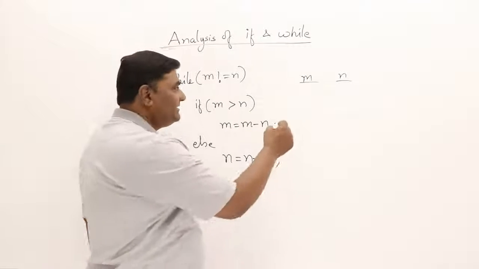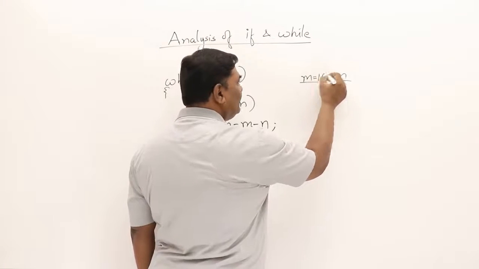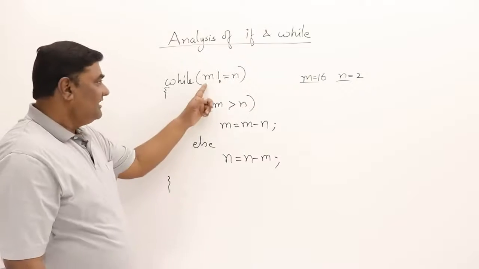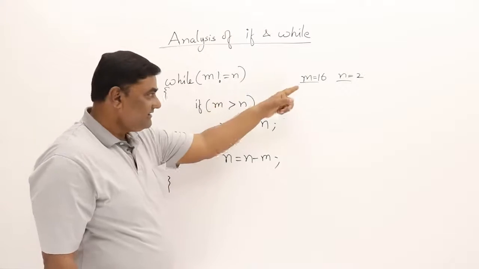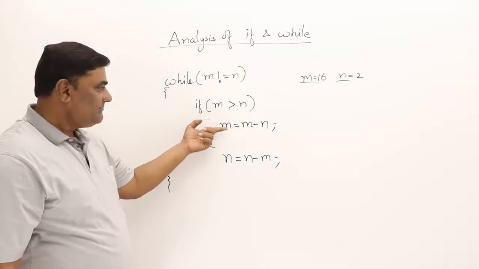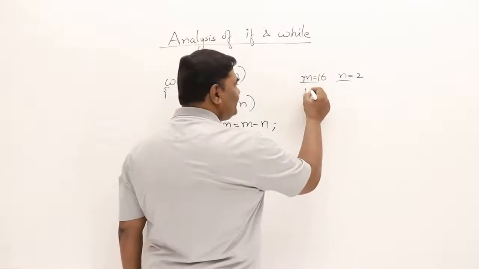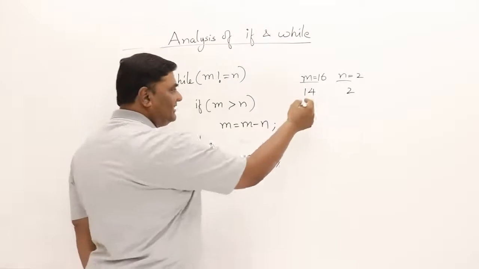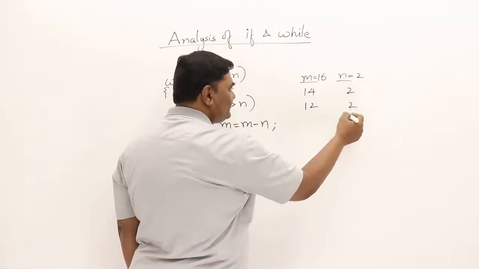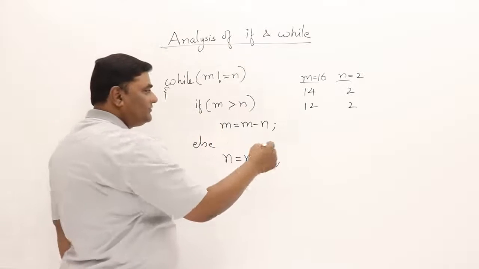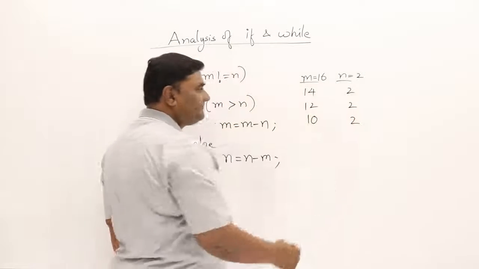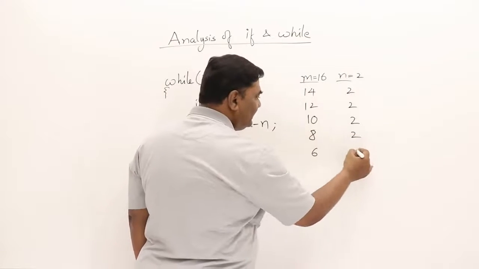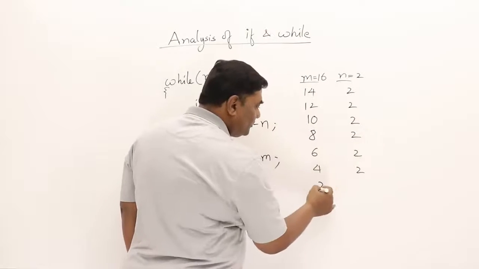Let us say m is 16 and n is 2. Now how many times will this execute? M and n are not equal. M is greater than n. Yes, 16 is greater than 2. Enter inside, assign m minus n. So m becomes how much? 14, and this will be 2 only. Then again m is greater than n, so again 2 is subtracted. So this becomes 12 and this is 2 only. Again 12 is greater than 2, so this becomes 10 and this is 2 only. And this becomes 8 and 2, 6 and 2, 4, 2, 2, 2.